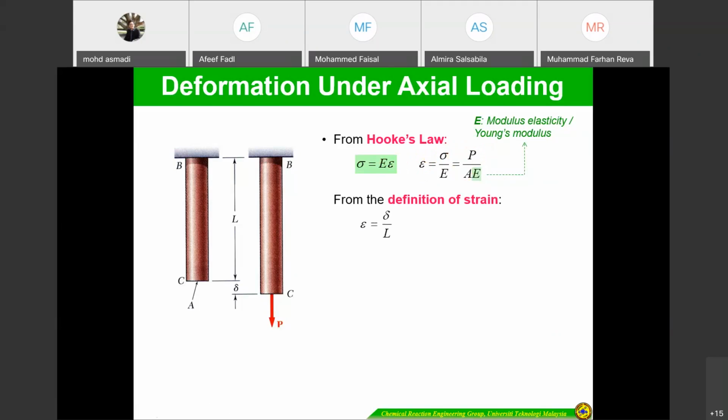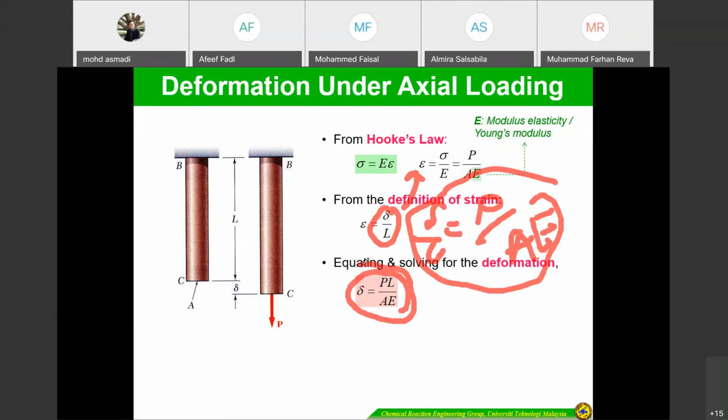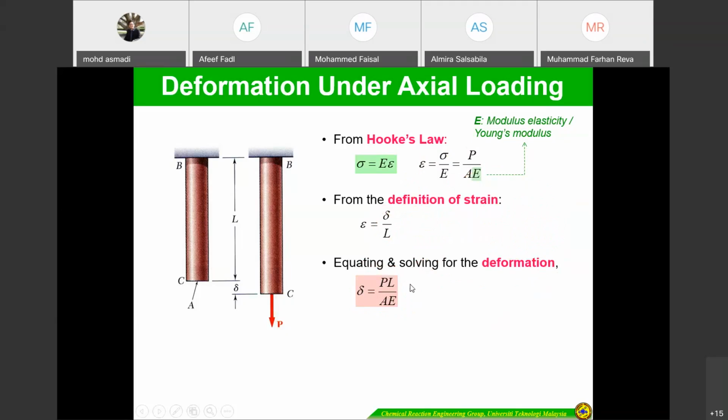From the definition of the strain, epsilon equals delta divided by L. Just substitute it on the left side. So we get delta over L equal to P divided by A E. Then you rearrange this equation, solving for the deformation. How to get this deformation? Delta equals PL divided by AE. This one is only for a homogeneous rod.